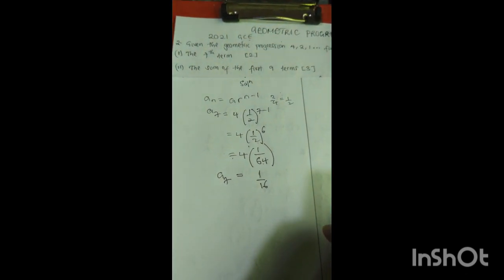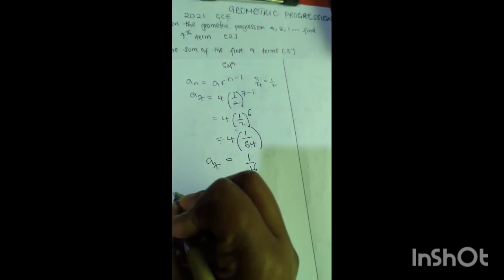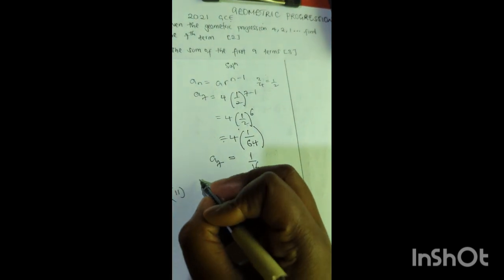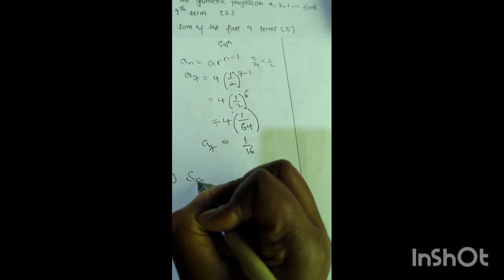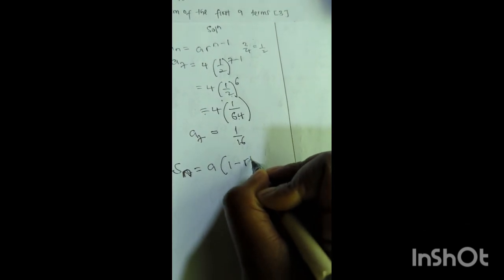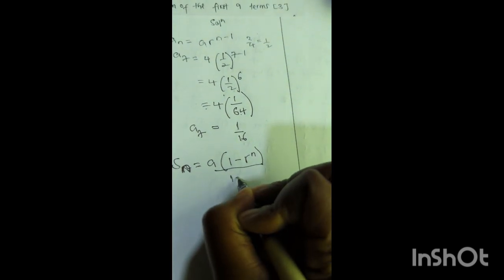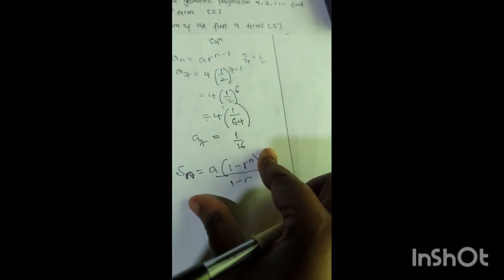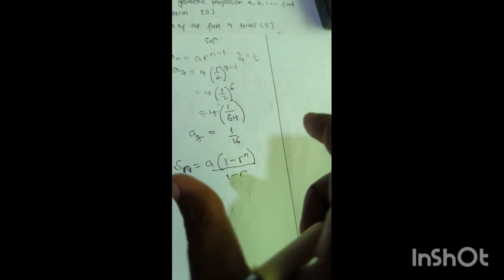Question 2 is: find the sum of the first 9 terms. There are 2 formulas for the sum of a GP. The first one is for calculating the sum when r is greater than 1, and the other is for when r is less than 1. Since our r is a half, less than 1, the sum is given by a(1 minus r to the power n) over 1 minus r. These formulas are given on the first pages of all ECZ paper 2 question papers.